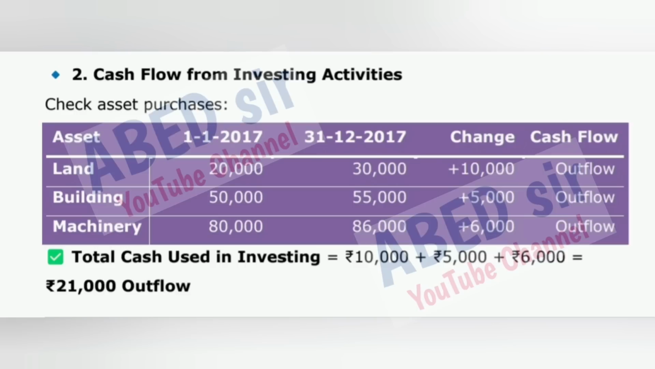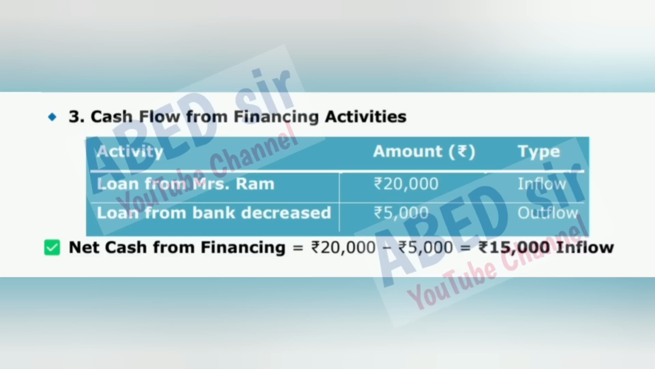2. Cash flow from investing activities. Check asset purchases. Total cash used in investing is equal to 10,000 plus 5,000 plus 6,000, which is equal to 21,000 rupee outflow. 3. Cash flow from financing activities. Activity, amount, type. Loan from Mrs. Ram, 20,000 rupees inflow. Loan from bank decreased, 5,000 rupees outflow. Net cash from financing is equal to 20,000 minus 5,000, which is equal to 15,000 rupee inflow.